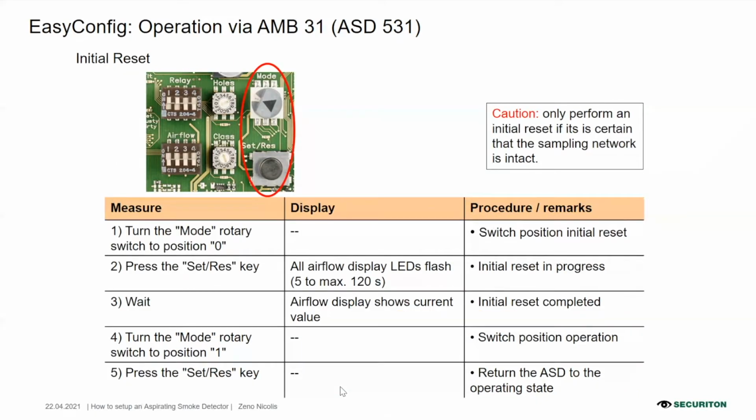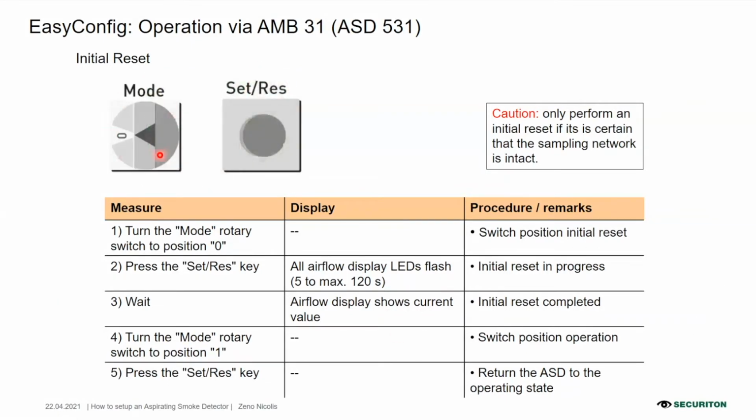How do we do the initial reset? How do we perform the airflow setup? We need to use the mode selector. We need to move the mode selector to 0, and then press the set button. In about 100 seconds, the flow setup is ready. Then we have to move the selector to position one again, and press the set button again. Then the configuration is done for the airflow. You see, the mode selector to 0, and you press the button.